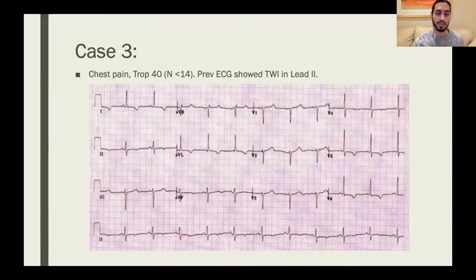So from this, I want you to actually put down what abnormalities you see. And for a bonus point, what do you think the diagnosis is? So we have a person that's come in with chest pain with a raised troponin. And just for your reference, we do have an old ECG to compare to. That old ECG showed T wave inversion in lead two. This is the new ECG. What do you think is going on? What are the abnormalities? And what is the diagnosis, considering what we just talked about?